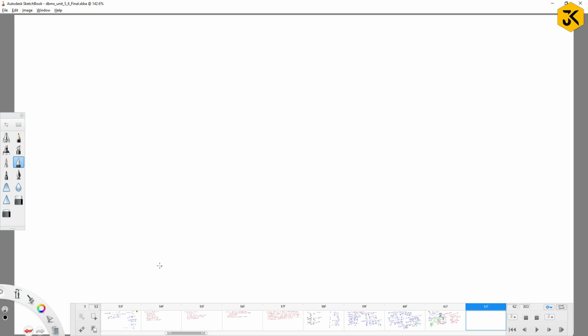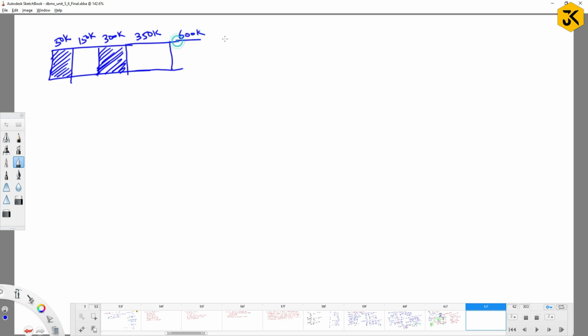For example, try to observe. If my disk is like this, something like 50K of space is occupied already, and 150K is free, 300K is occupied, and 600K is also occupied. If I say it is 350K, this is 600K which is occupied already, right?